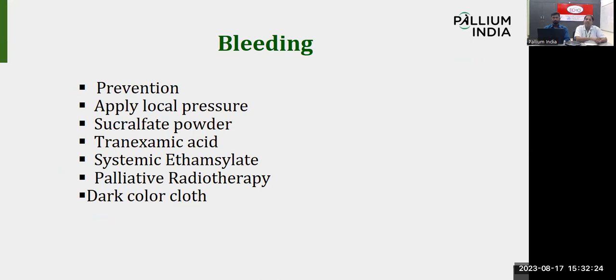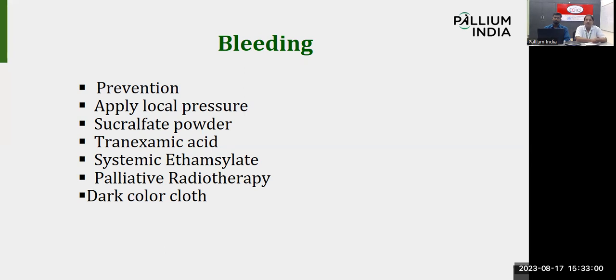One more thing we have to consider is dark color cloth. Why? Because if we give normal white color cloth, the patient will see that red color and will go into anxiety, right? So in order to prevent that anxiety, we have to consider using dark color cloth. Whenever a dark color cloth that is dry becomes wet, we can identify that there will be either bleeding or some exudate.